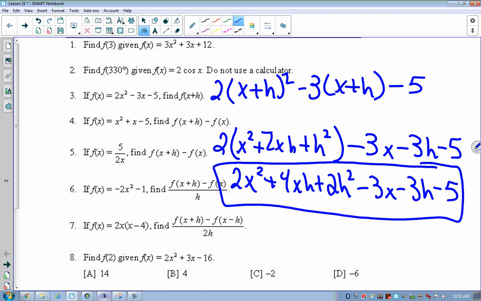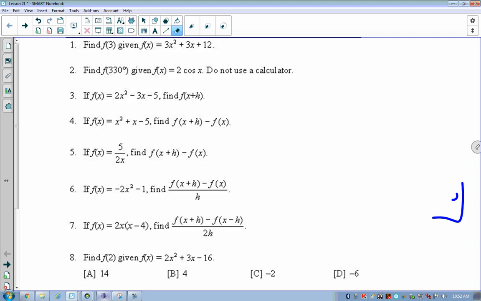Does that make sense? Okay, we're following along. Good. Now we're going to take that and complicate it a little bit, not really much. Notice here I want f of x plus h minus f of x. What they tell me is that this is f of x. So I'm going to find f of x plus h, and then I'm going to subtract the original equation from it.